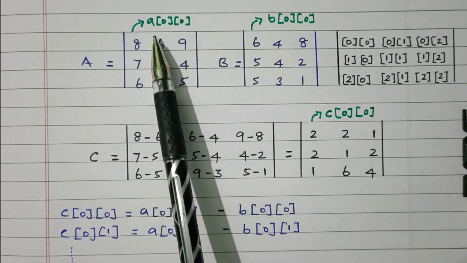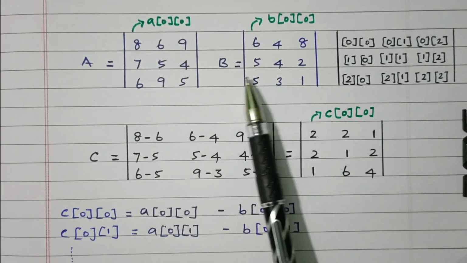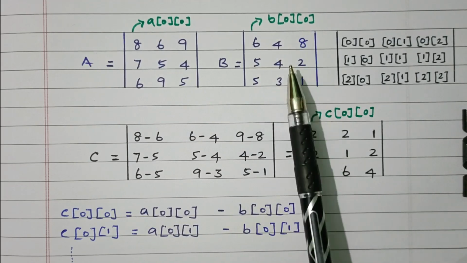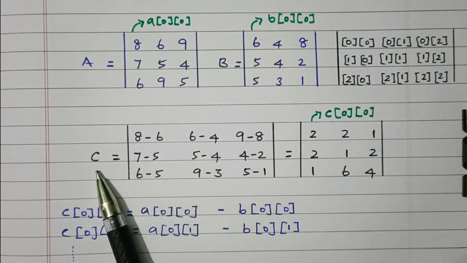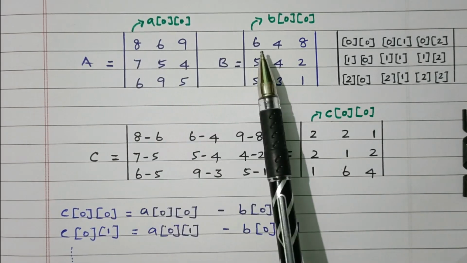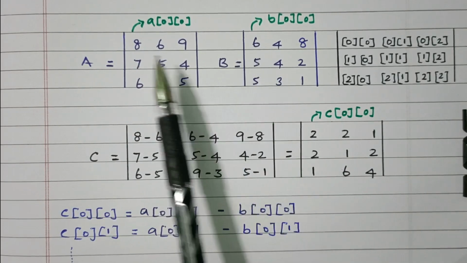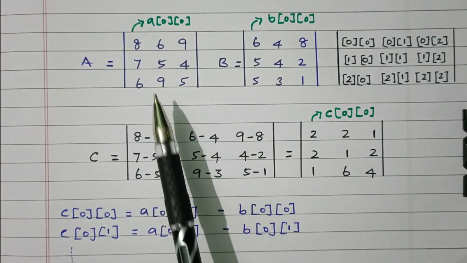Here it is given A 0, 0 for matrix A. In case of matrix B it is given B 0, 0. Then how to subtract this matrix? C is the resultant matrix. A00 minus B00: 8 minus 6. The corresponding locations are subtracted.